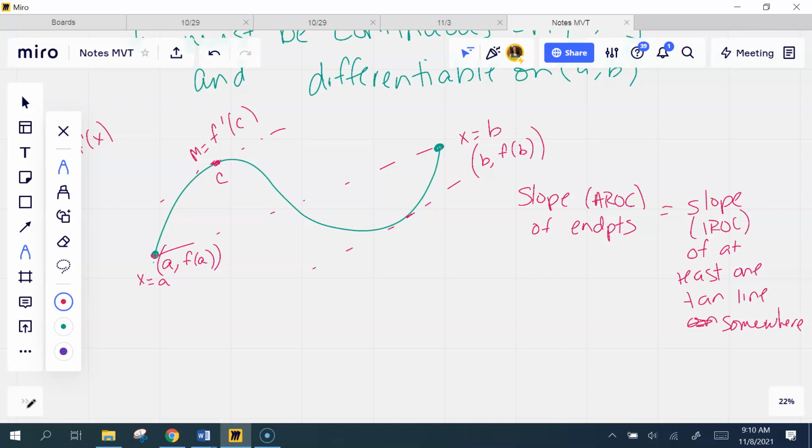What does it look like in terms of an equation? Well, how do you find the slope between the two endpoints? AROC is change in y, so f of b minus f of a over b minus a. Somewhere on that graph, that's exactly right. That is all MVT says. There is a tan line somewhere that has the same slope as the secant line.